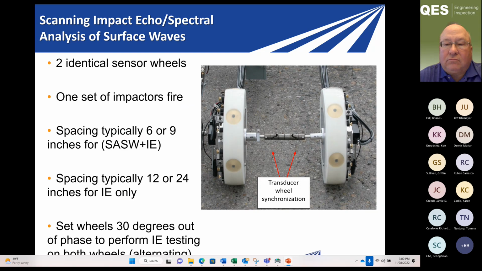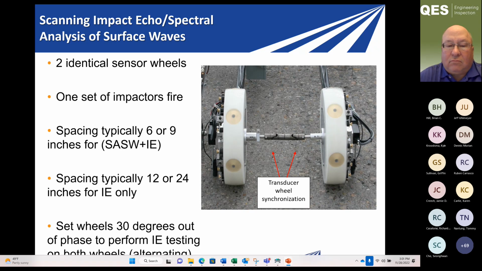This is just a closer look at the measurement wheels of our system. You can see the sensors there, the brass sensors and the white measurement wheel. We line those up so that they're touching the ground at the same time. The little impact is off to the side of one of those sensors, and so we're impacting that pavement surface. We're getting the impact echo data on the near wheel. And that data is also used with the corresponding data from the far wheel in the SASW analysis. So it's one tap, both sets of data.